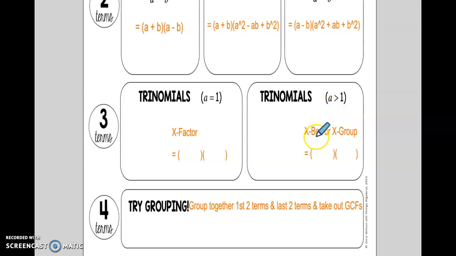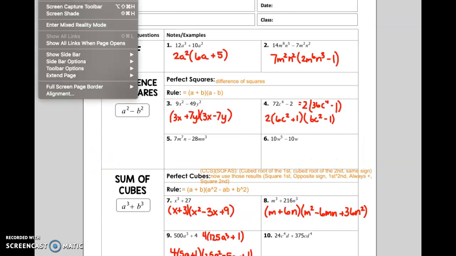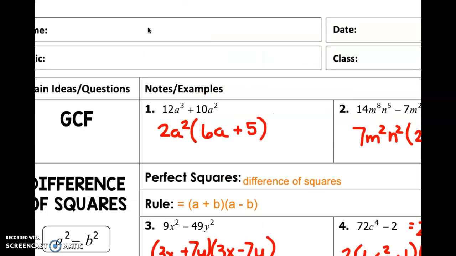And then we put those numbers in the box or in a group. Four terms, grouping, or you can do box if you like the box as well. So that'll make a little bit more sense when we start going through.